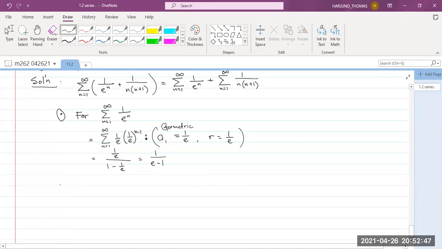Now how about the second series? For the series n equals 1 to infinity of 1 over n times (n plus 1), this is the infinite series of, if you can do it fast, that would be great, 1 over n minus 1 over (n plus 1).